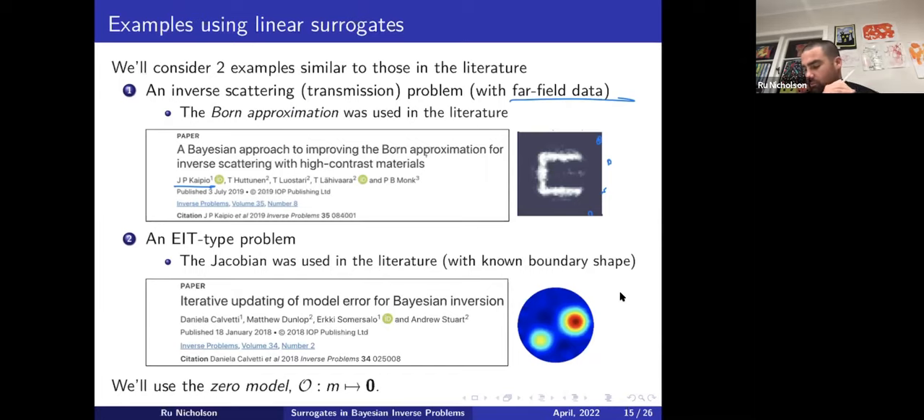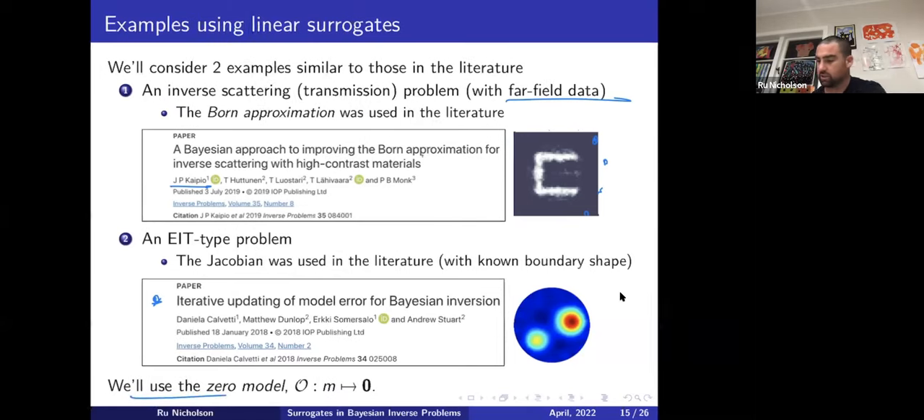For a kind of EIT problem, it's a little bit different than the one in the literature, but it's again based on an actual Fréchet derivative in the literature, and I'm going to compare the use of the Fréchet derivative and the zero model. Yeah, so as I said, in both of these cases, we'll use the zero model.